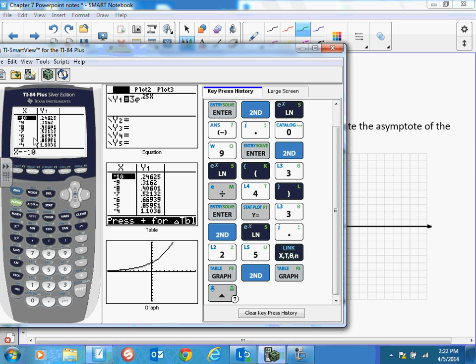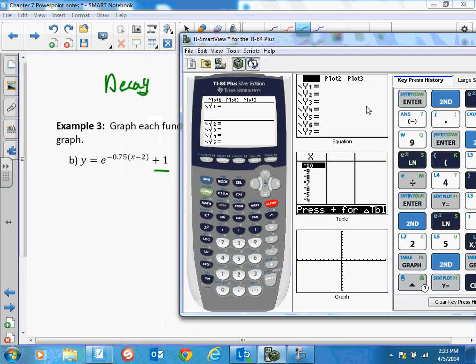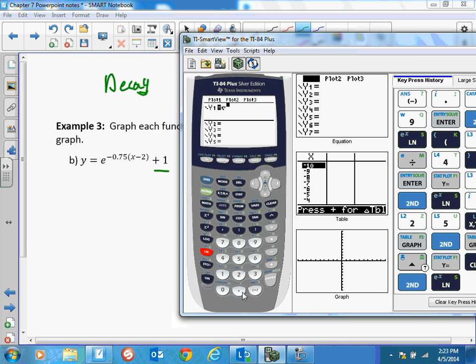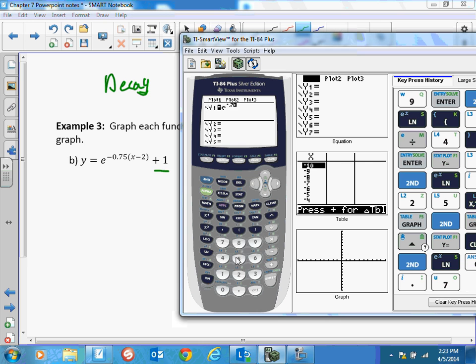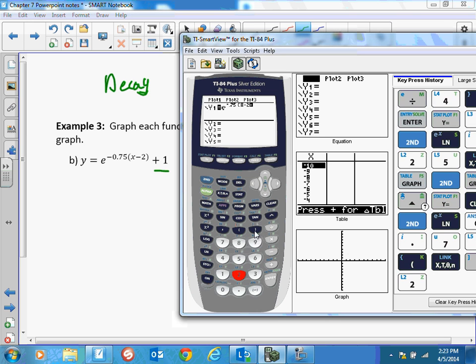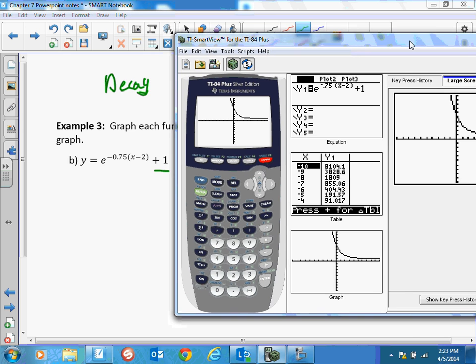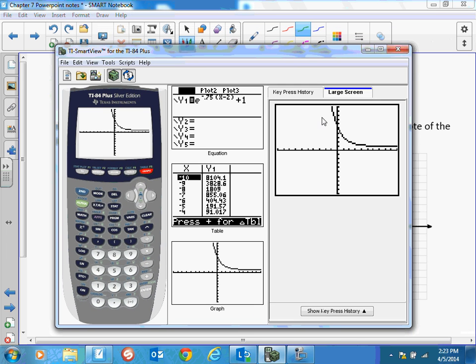But let's put it in our calculator, so let's go back to y equals. Let's clear this out and move it so we can actually see our, okay, so let's go e, and let's go negative 0.75 parentheses x minus 2, and then push over to make sure it's down, and then the plus 1. And then we're going to hit graph. And if we go to the large screen, we can see it a little bit better, okay?